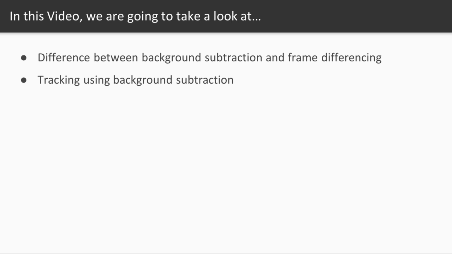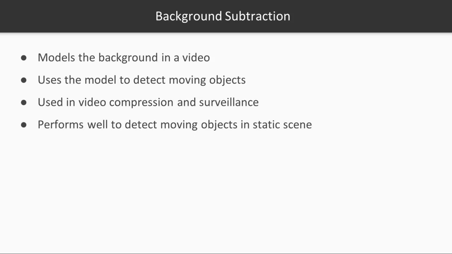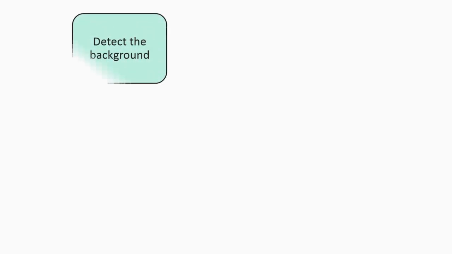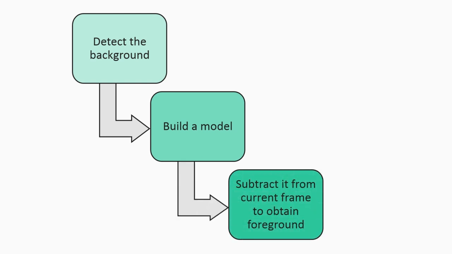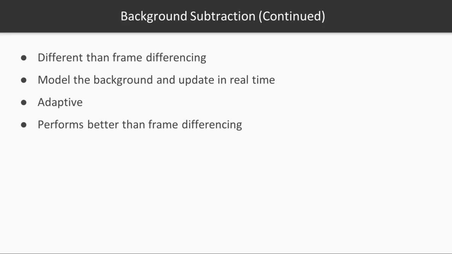tracking using background subtraction. Background subtraction is a technique that models the background in a given video, and then uses that model to detect moving objects. This technique is used a lot in video compression as well as video surveillance. It performs really well where we have to detect moving objects within a static scene. The algorithm basically works by detecting the background, building a model for it, and then subtracting it from the current frame to obtain the foreground. This foreground corresponds to moving objects.